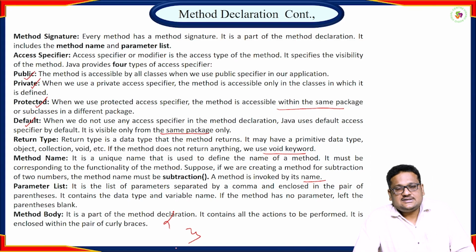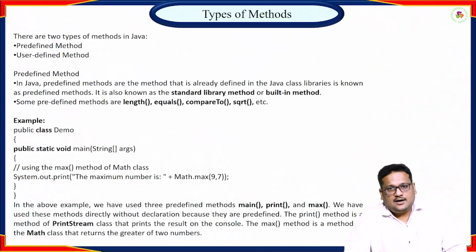So these are the different kinds of components which should be maintained while declaring a method in Java. And coming to the types of methods, there are two types of methods in Java. The first one is the predefined methods. The second one is the user-defined methods. Predefined methods are methods that are already defined in the Java class libraries, known as predefined methods, standard library methods and built-in methods. A few of the predefined methods are length, equals, compareTo, square root, etc.